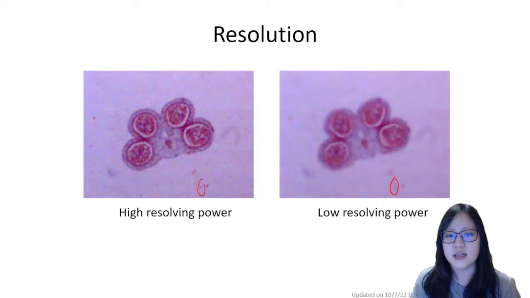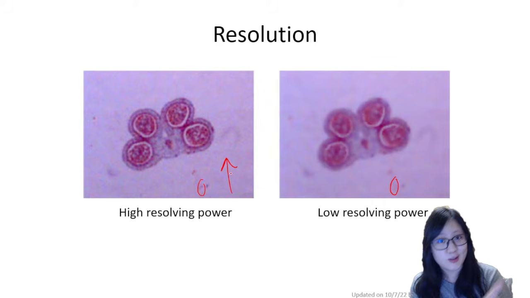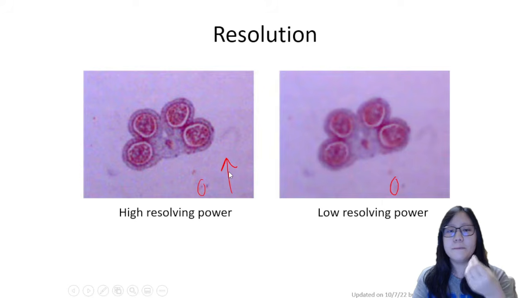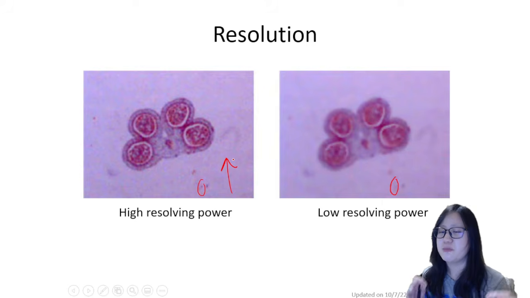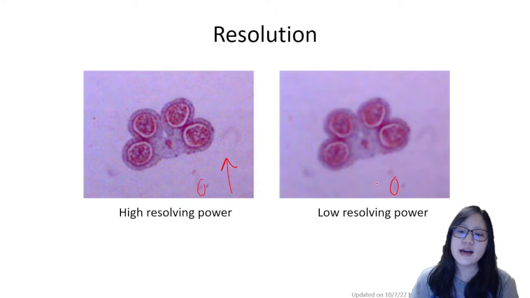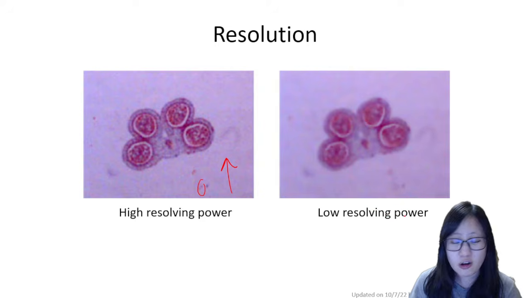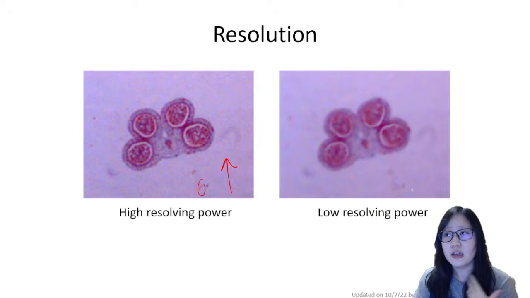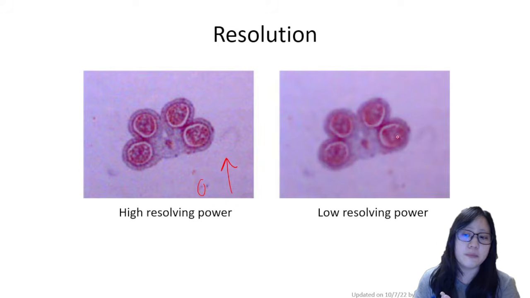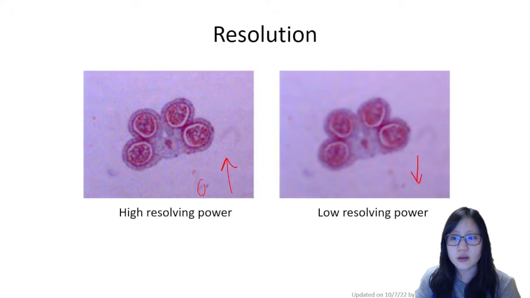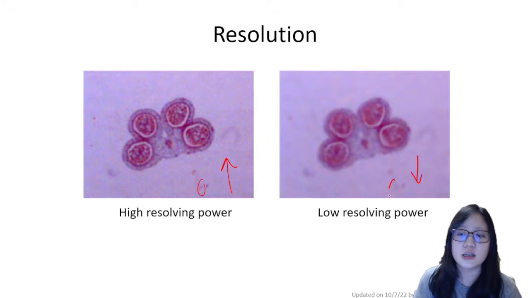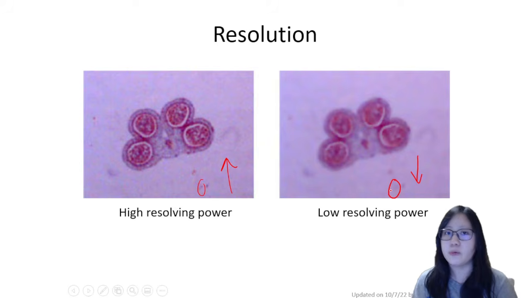Therefore, we say that this image right here has a higher resolution. Therefore, the ability to distinguish 2 points as separate is much higher, whereas this picture here on the right has a lower resolving power. It's under a microscope of lower resolving power. It has a lower resolution, and we cannot distinguish this point as separate, as different from the background per se. So yeah, that's magnification and resolution.